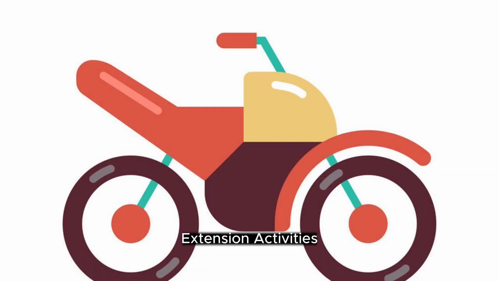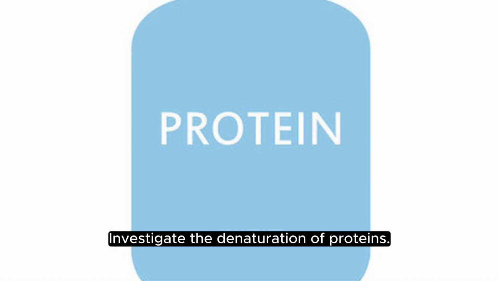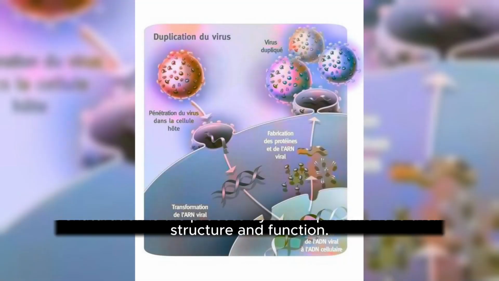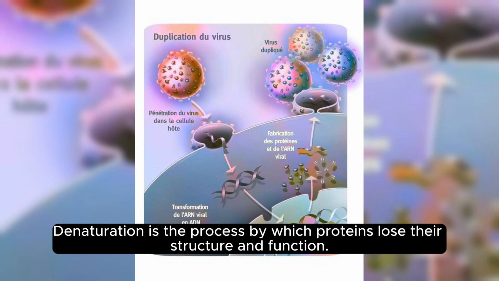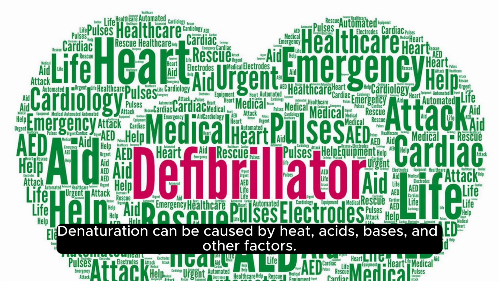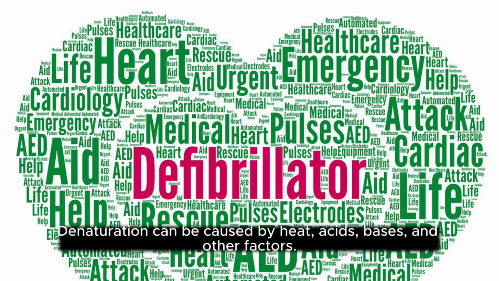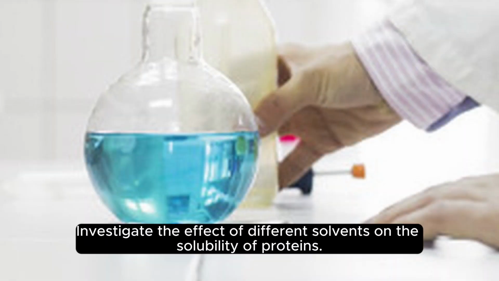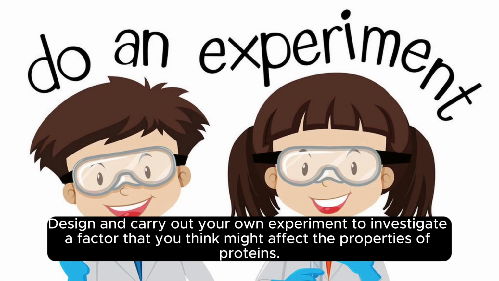Extension activities: investigate the denaturation of proteins. Denaturation is the process by which proteins lose their structure and function. Denaturation can be caused by heat, acids, bases, and other factors. Investigate the effect of different solvents on the solubility of proteins. Design and carry out your own experiment to investigate a factor that you think might affect the properties of proteins.